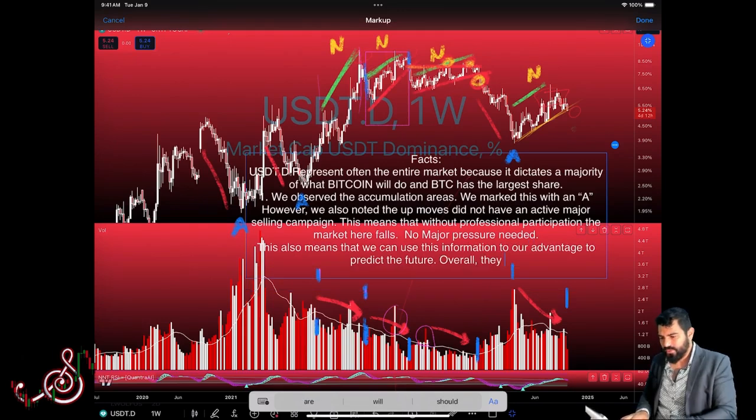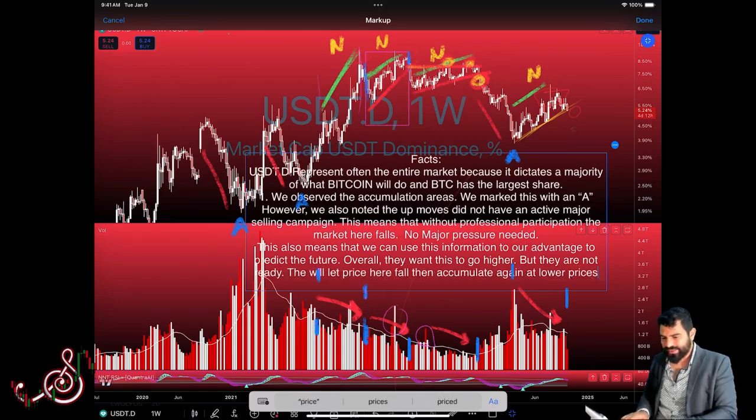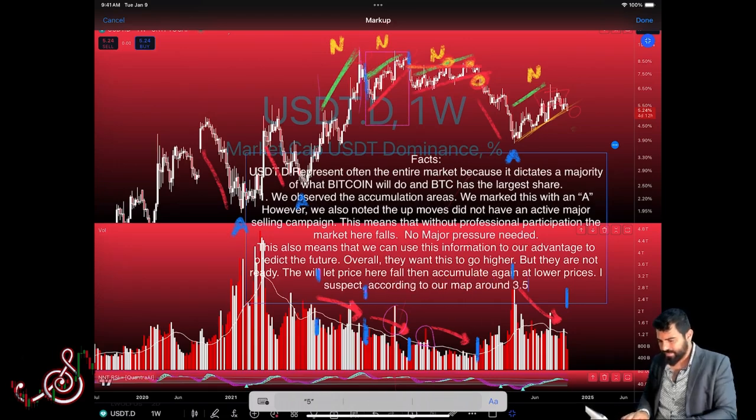Overall, they want this to go higher, but they are not ready. They will let price fall, then accumulate again at lower prices. I suspect, according to our map, 3.57%. All that is needed is to hunt the up move, which we did.